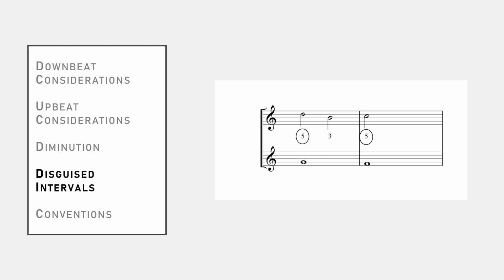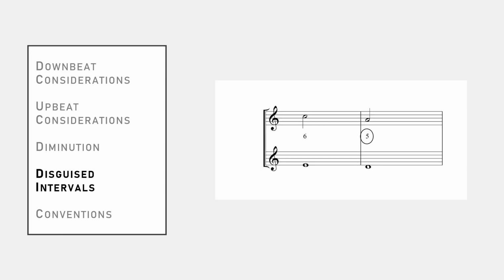To avoid this error, it is helpful to imagine your exercise with all of the upbeat notes removed. Now our exercise looks more like something from first species. Here, the parallel fifths are obvious. We could say that whatever happens on the upbeat will not disguise the perfect intervals on the downbeats. We will still be able to hear them clearly.